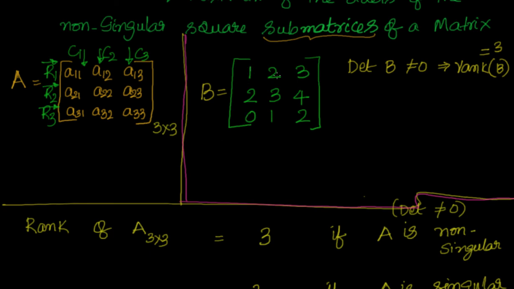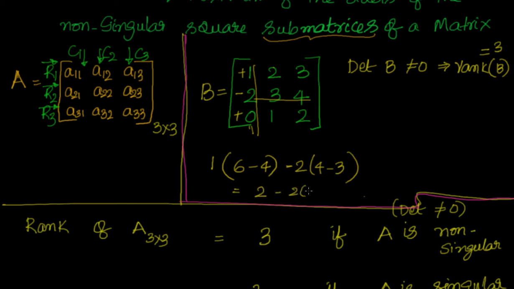Let me take the first column because there is one 0. I take this one: 1 into, this is plus, this is minus, this is plus. 1 into (3 into 2, 6 minus 4), then minus 2 into, if I go for 2, I'll remove this row and this column, I'll have 2 into 2, 4, 4 minus 3, 1. That's nothing but 2 minus 2 into 1, that's equal to 0. So the rank is not equal to 3, because we found the determinant is equal to 0.